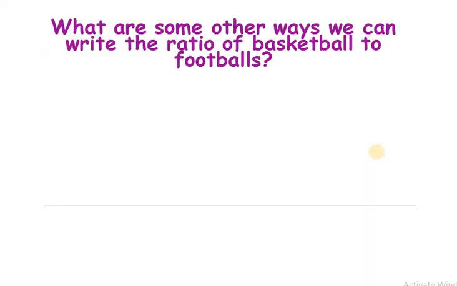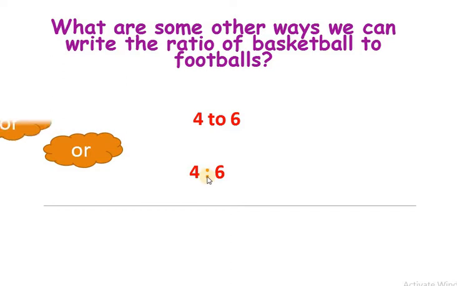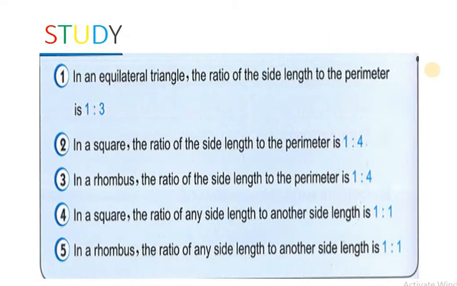What are some other ways to write the ratio? We said before that it is 4 to 6, or 4:6, these two dots, or 4 over 6. All of these have the same meaning: 4 to 6, like 4:6, like 4 over 6 in fraction form. This is a very important point you have to study.